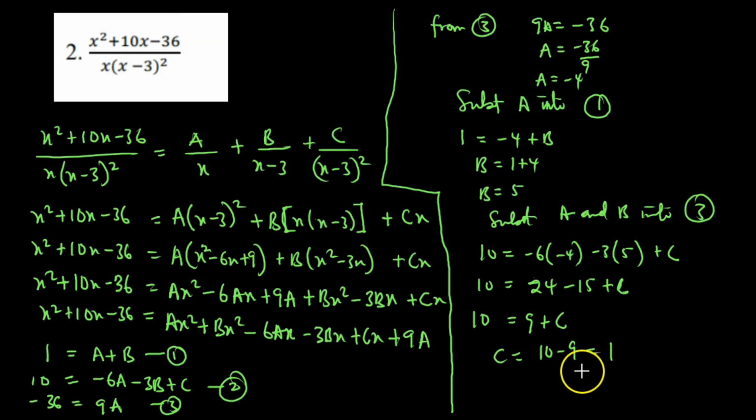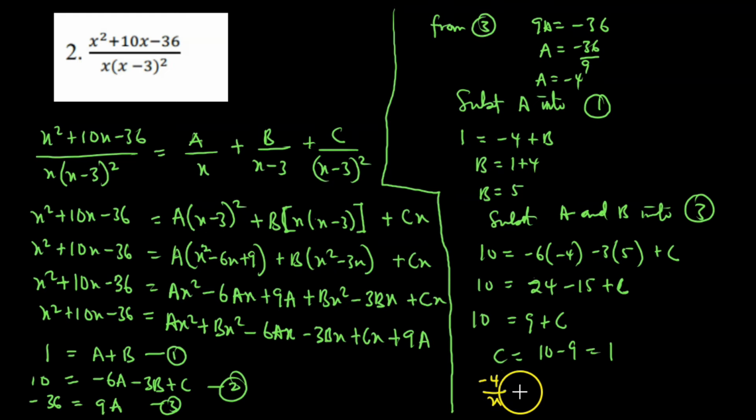So we've gotten our values for a, b, and c. Hence, our partial fraction decomposition of that will be equal to, because I don't have enough space, I'm just going to write the partial fraction decomposition. The a value was actually the number negative 4, so negative 4 over x.